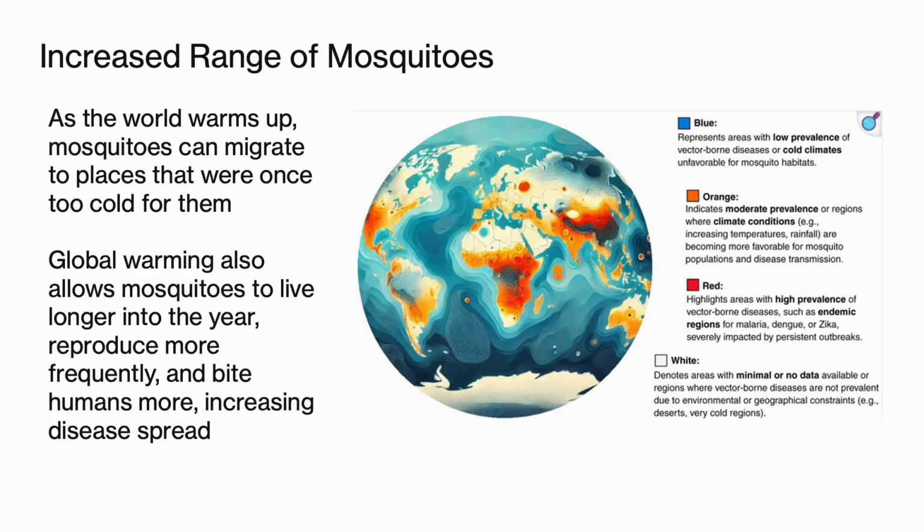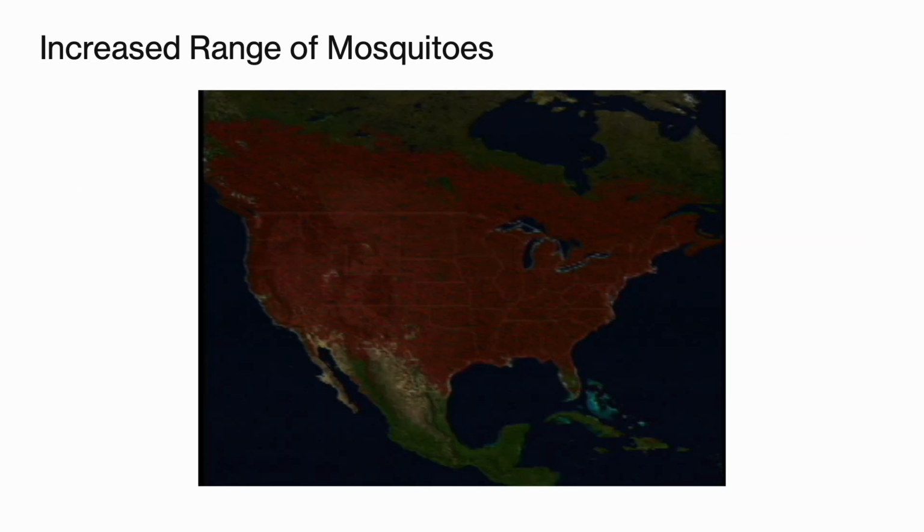And then furthermore, global warming allows mosquitoes to live longer into the year, they can reproduce more frequently, and they bite humans more, and all of this together can increase the disease spread. And then just for fun, this is a map that NASA shows of mosquito range in the United States. So as you can see, pretty much covering the entire United States and some of Canada as well, which has definitely been increasing in the past few years.